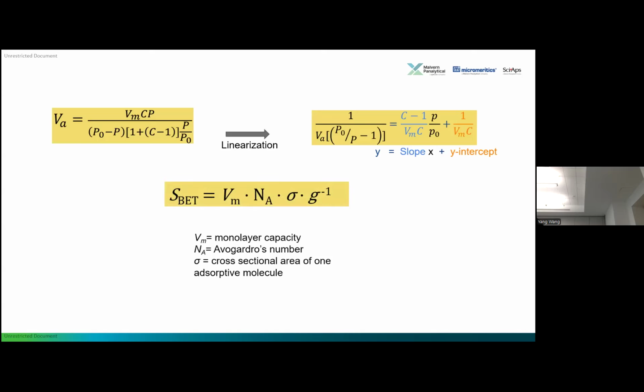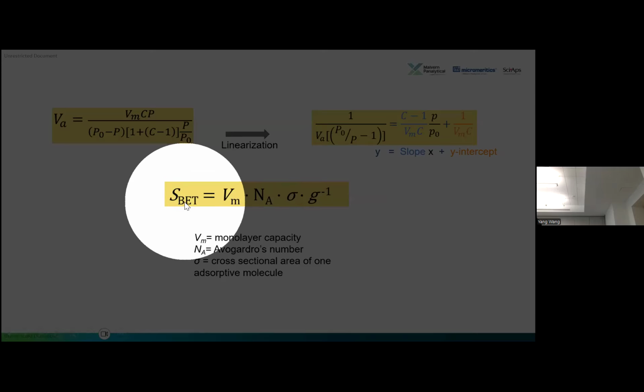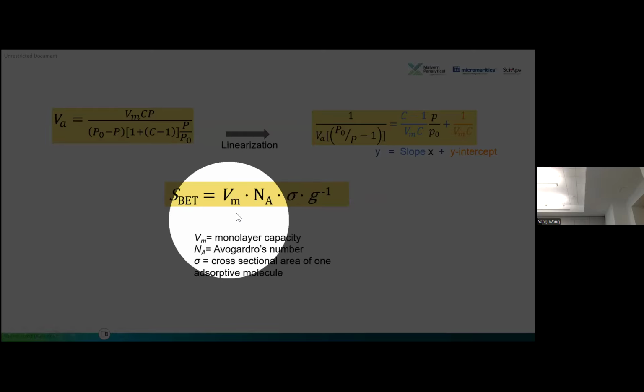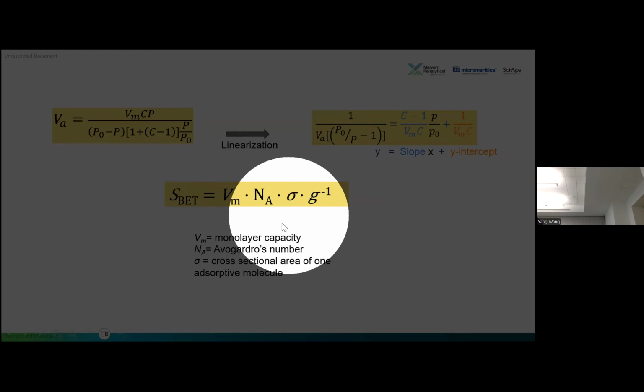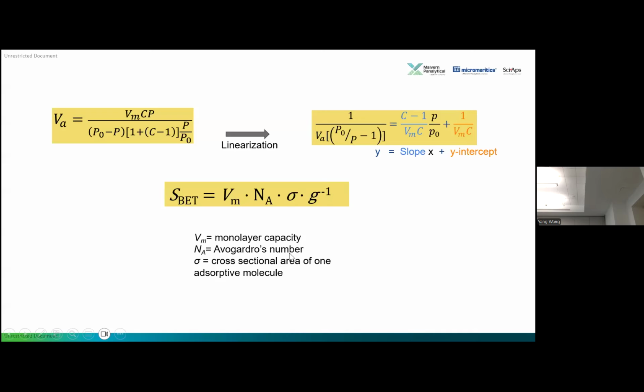So the final calculation I wanted to show you, surface area by BET. It's basically the monolayer capacity, which is how many molecules you can put on the surface, the number of molecules of Avogadro's number, and then the cross-sectional area of one gas molecule.